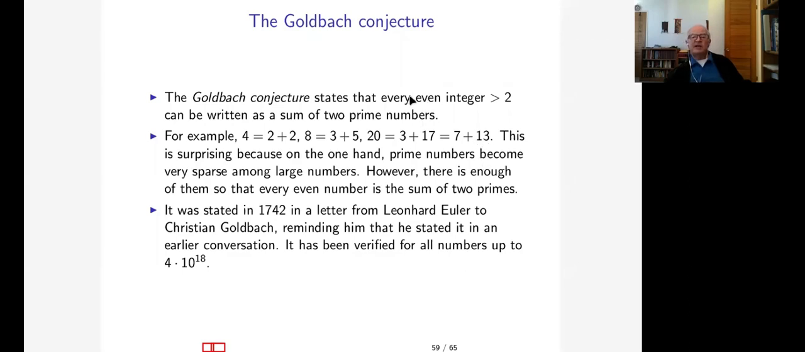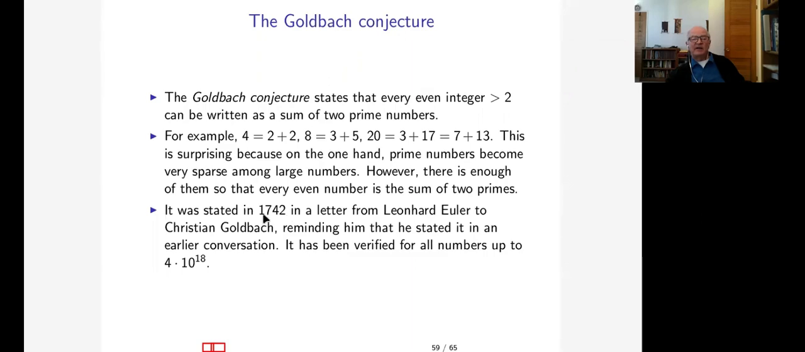Now this conjecture is surprising, because on the one hand, prime numbers are so sparse that you would imagine that for a huge even number, you may not be able to find two primes which add up to give that even number. On the other hand, there are still enough of them so that an even number is the sum of two primes. In any case, nobody knows how to prove this.